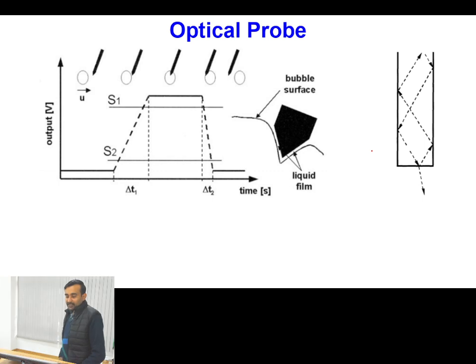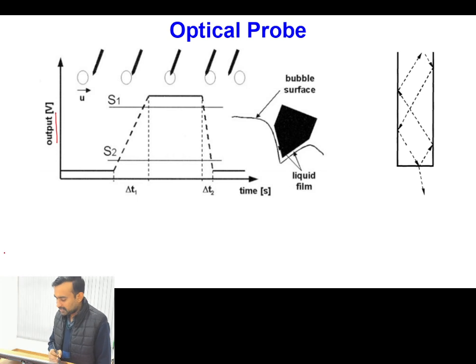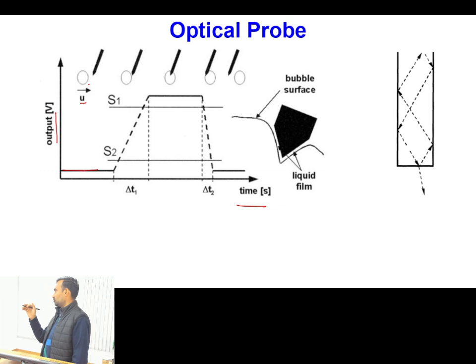Now you can see the physical arrangement, how the bubble will be interacting with the optical probe. Here you can see this is the output signal in voltage and this is our time. Initially the bubble is moving with velocity u and coming towards the probe. Initially the value of the signal will be low, because the probe is in contact with the liquid and the interface has not arrived, so that reflection is not taking place.